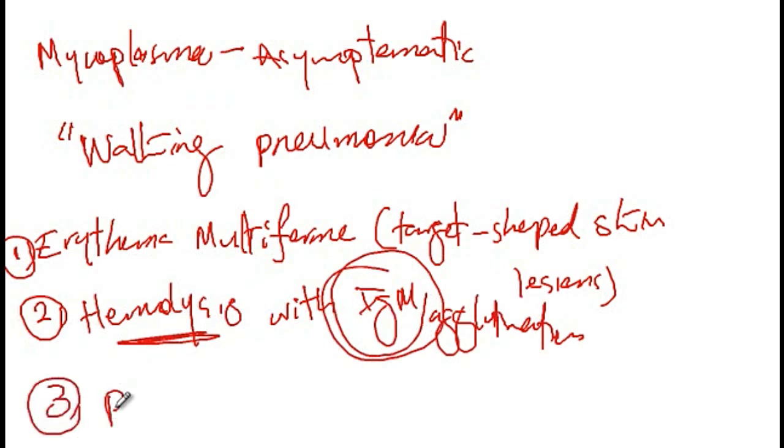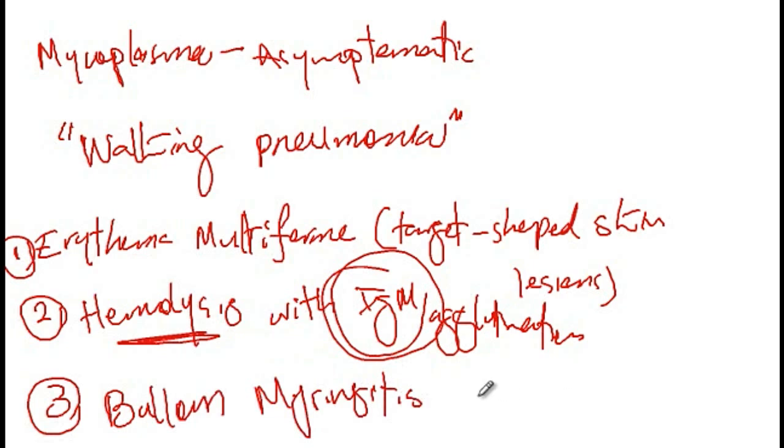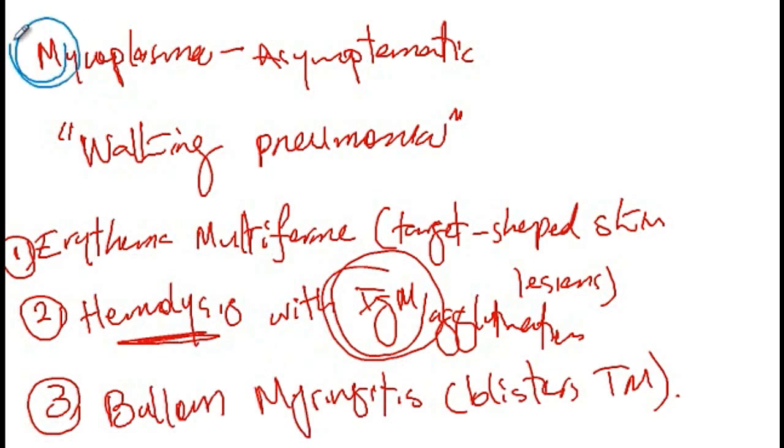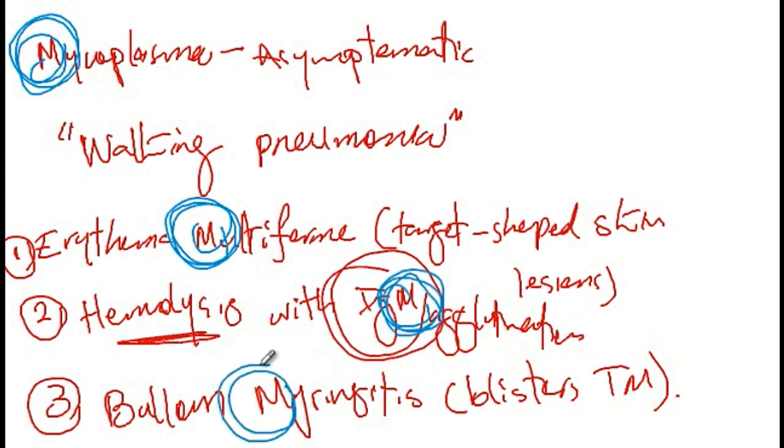And finally, it presents with bullous myringitis, where there would be blisters on the tympanic membrane. And the kind of memory aid that you can use to remember these extrapulmonary manifestations is that mycoplasma causes erythema multiforme associated with IgM agglutination and causes bullous myringitis.